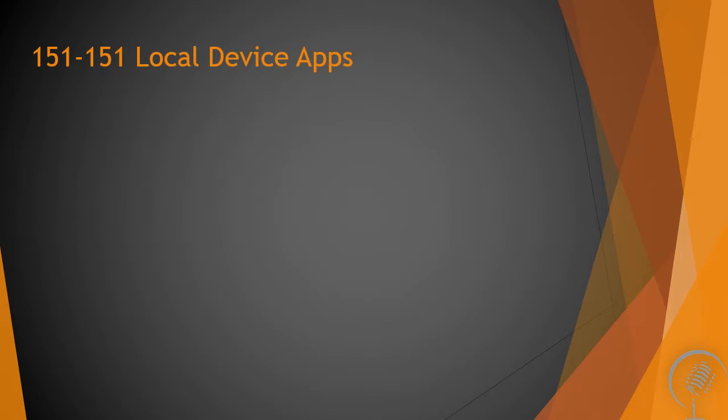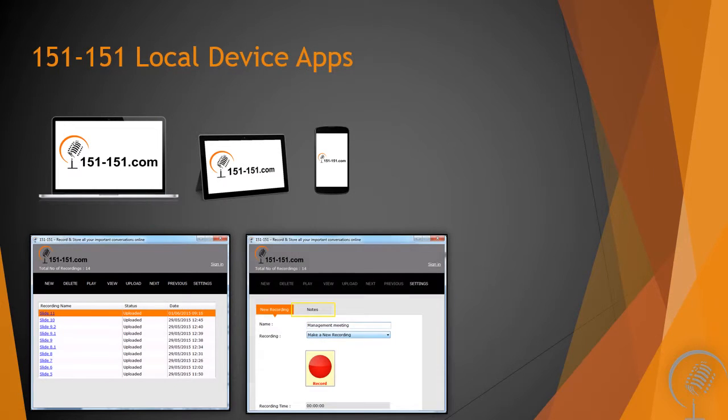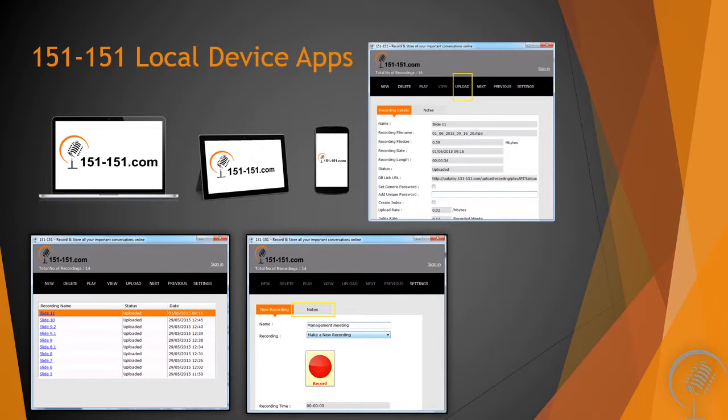151 gives you free local device apps for Windows, Android, and iOS devices. Each of the local device apps will allow you to record your meetings and conversations to the local storage on your device. You can then choose to upload the recording to the central 151 database. Here we will show you an overview of the features for the Windows PC app, but the apps for iPhones, iPads, and Android devices all look and work in the same way.